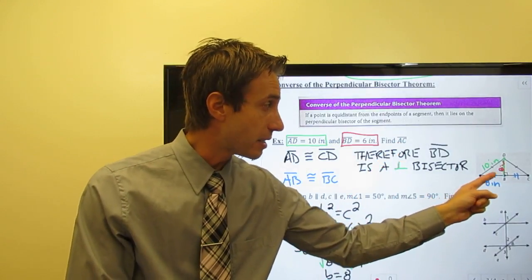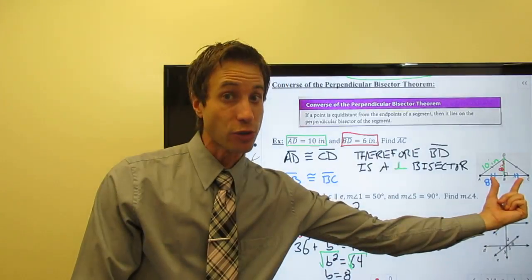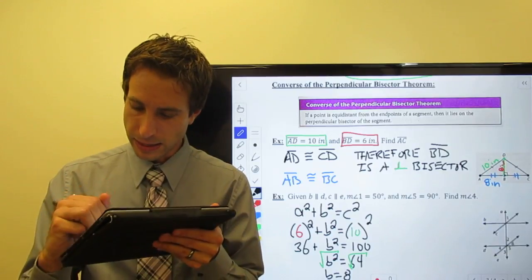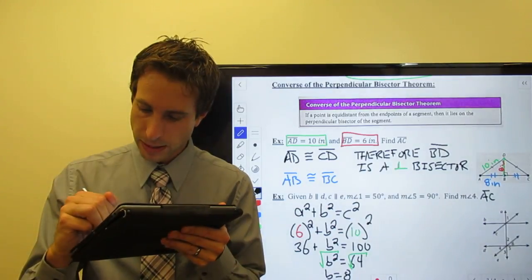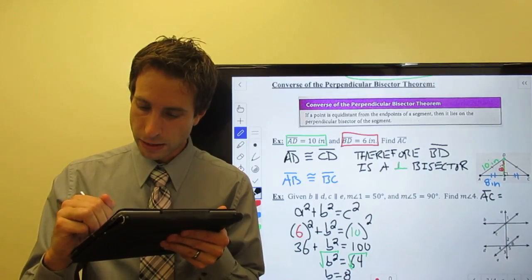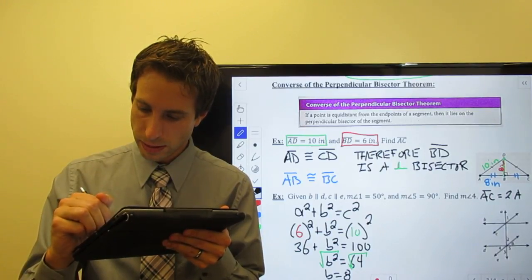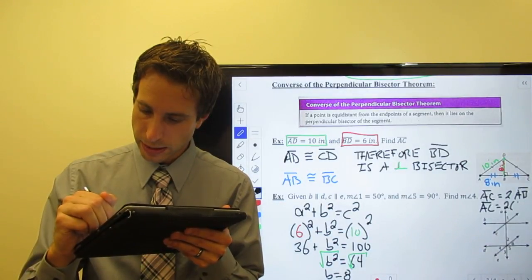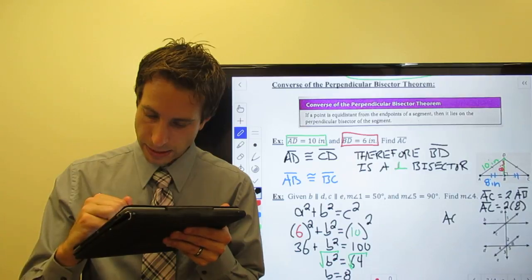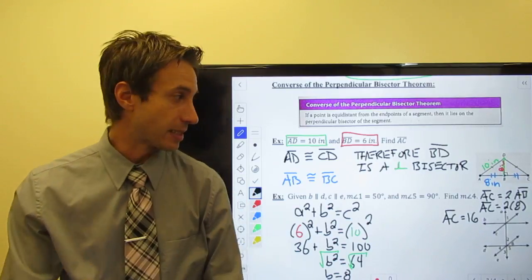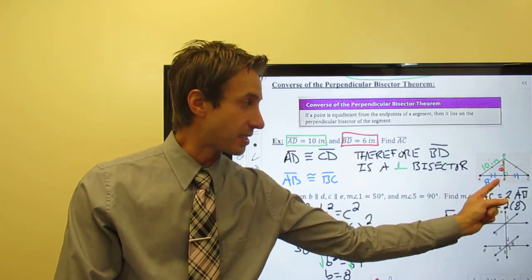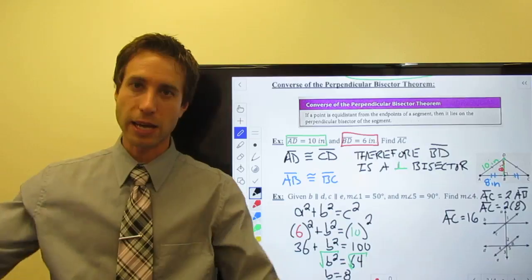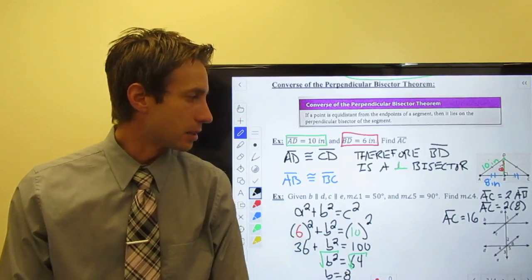That's the distance from here to here. But I know that those two parts are congruent. So how do I find AC? Oh, that's easy. AC is equal to 2 times AB. So AC is equal to 2 times 8, which means AC is equal to 16, right? All I have to do is double that distance. Since these two segments are congruent, double the distance and you've got AC, which turns out to be 16.